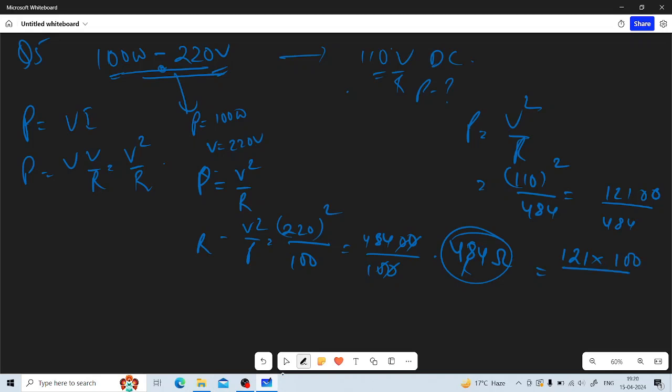If you have a calculator, you can straight away use it. We have 484; 4 into 121 is 484, so this is 25 times 121 over 121. So we get power as 25 and the unit is watt. In this case, when it is connected to 110 volt, the power consumed will be 25 watt.